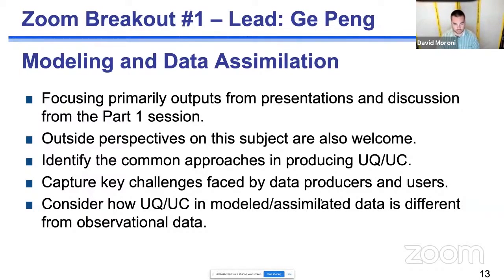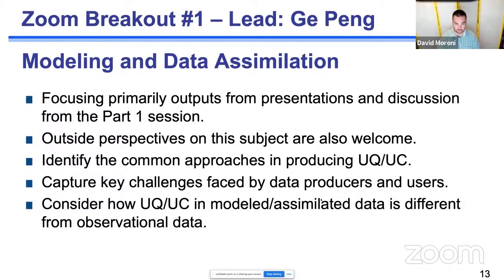There's also presentations from the winter ESIP meeting that are in the Kiko chat page exclusively that I made available for folks who want to revisit that. So we really want to try to focus here on that part one session, but also we want to invite outside perspectives on the subject matter. So those folks are also welcome.